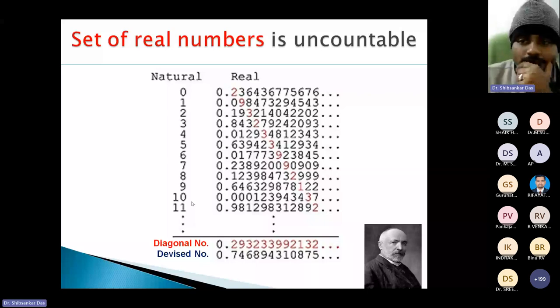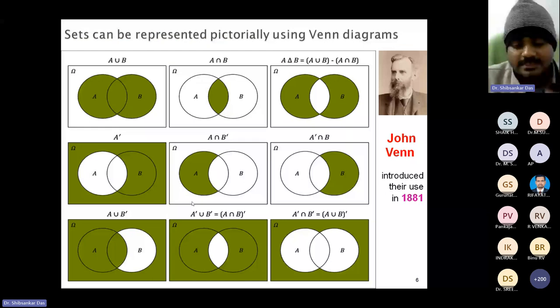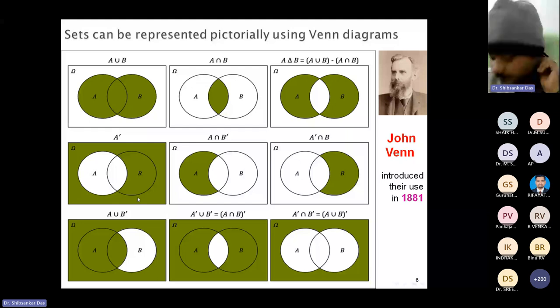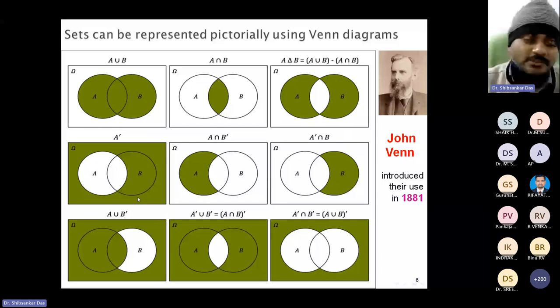After set theory came into the literature, a statistician called John Venn introduced the idea of the Venn diagram around 1881. All of us know this is set union, this is set intersection, A complement, A intersection B complement, and so on. These are the expressions for the pictorial representation by Venn diagrams for different operations among the sets.